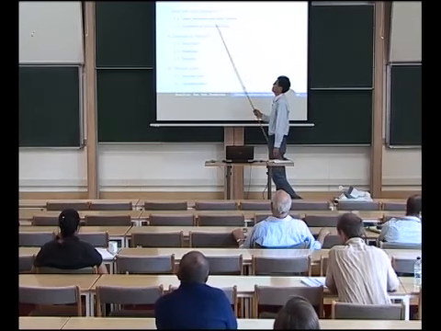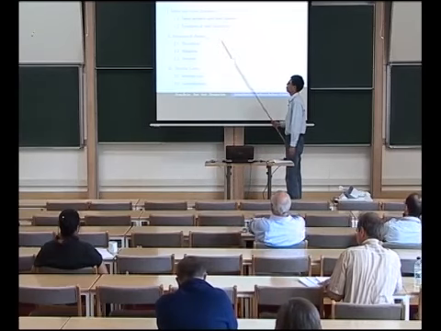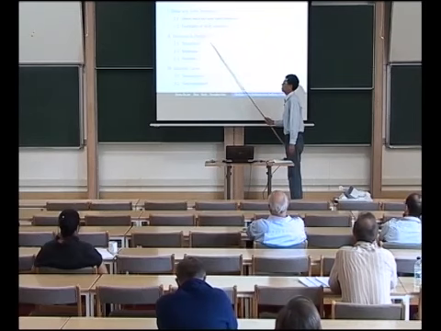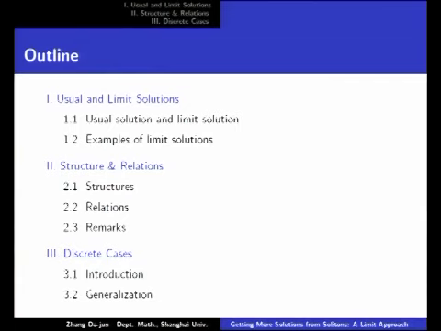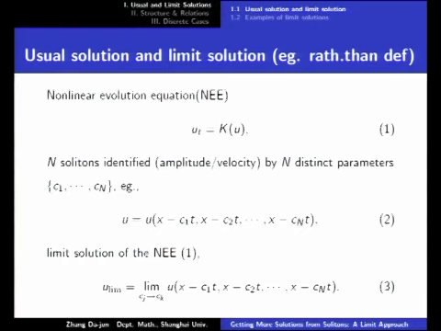So, my talk will consist of 3 parts. First we will discuss some solutions in continuous case, and then we will look at solution structure and relations in terms of Wronskian, and finally the discrete case. So now the first part, Euro solution and limit solutions.